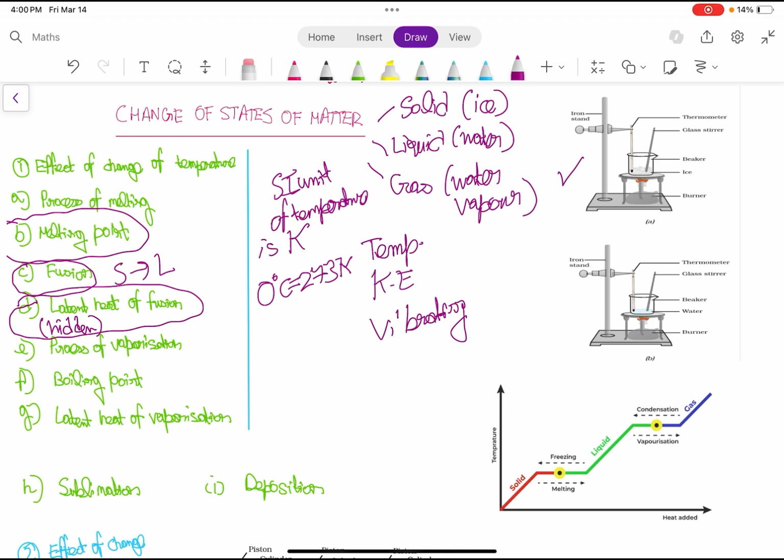The processes of melting and vaporization are comparable. Vaporization is the conversion of liquid state into the gaseous state. Boiling point is the temperature at which a liquid starts boiling at atmospheric pressure. Boiling is a bulk, or we can say a whole, phenomenon. Particles from the bulk of the liquid gain enough energy to change into the vapor state.